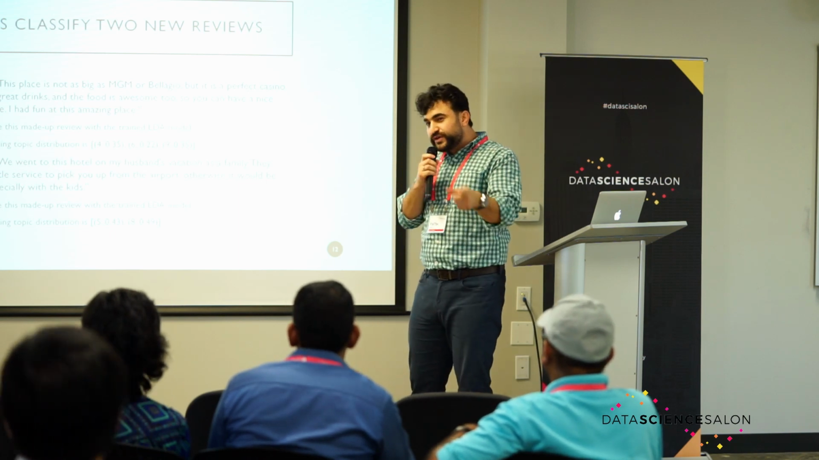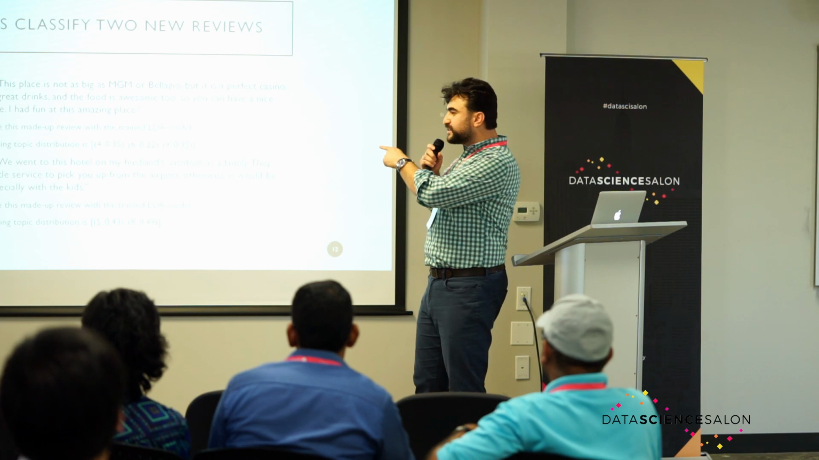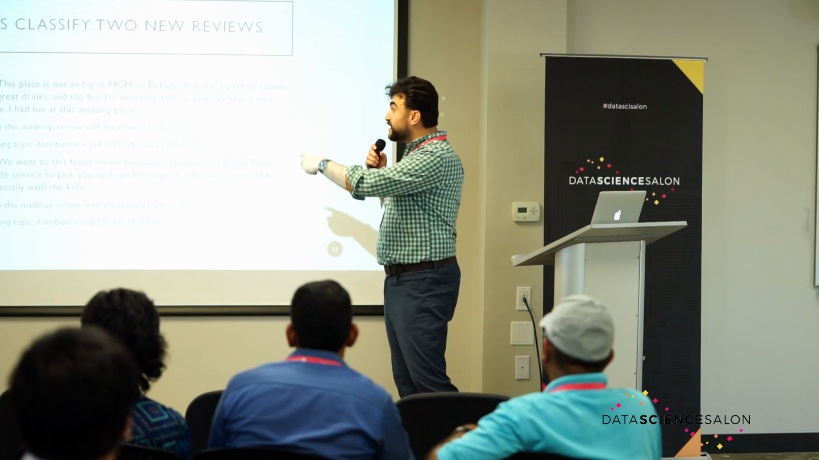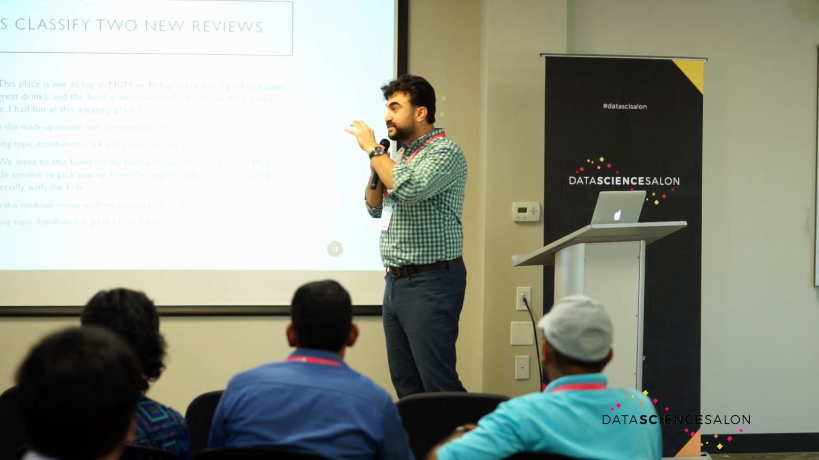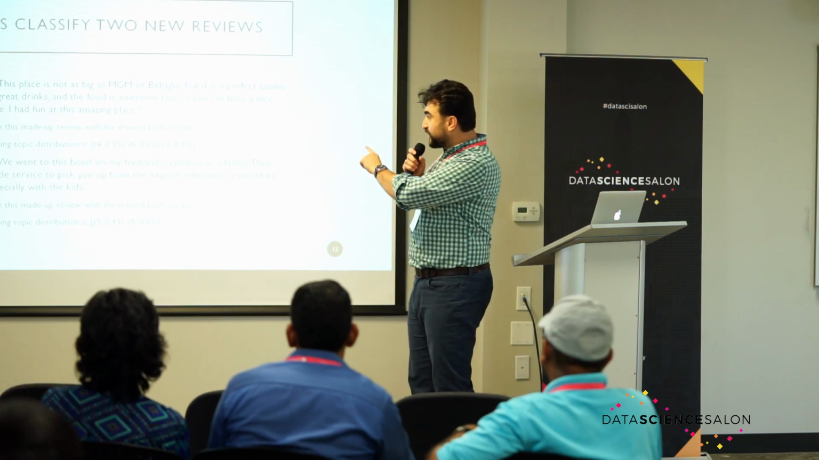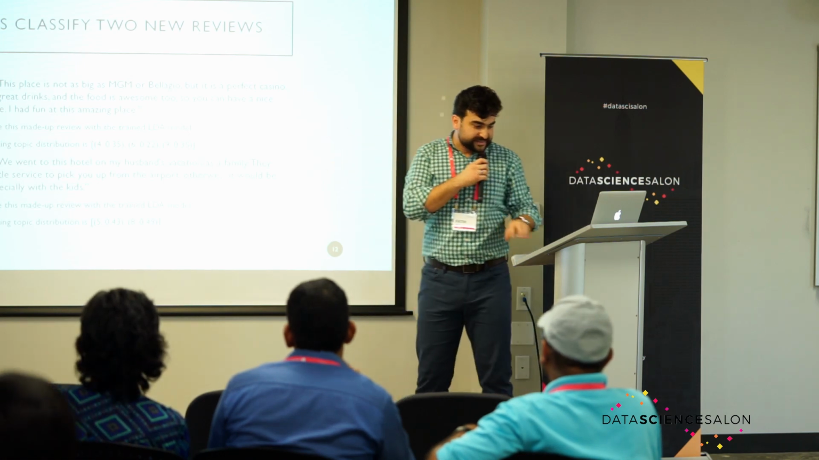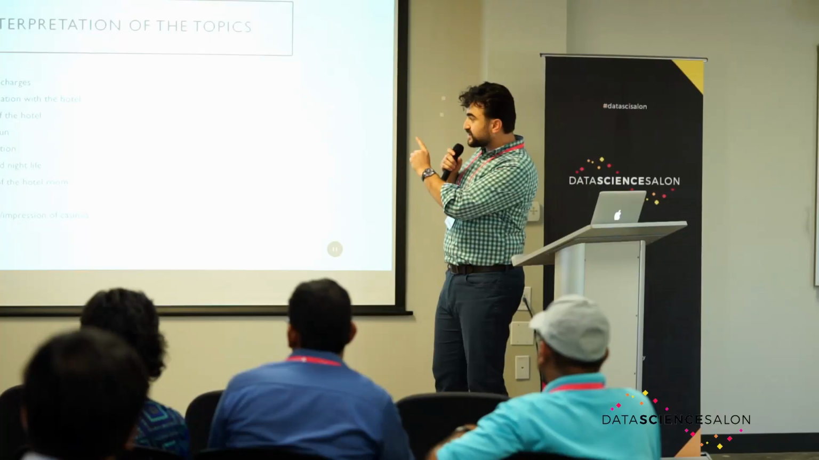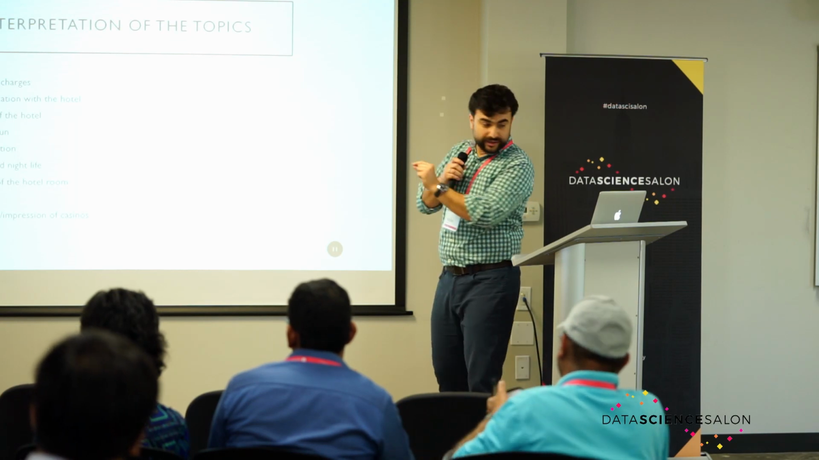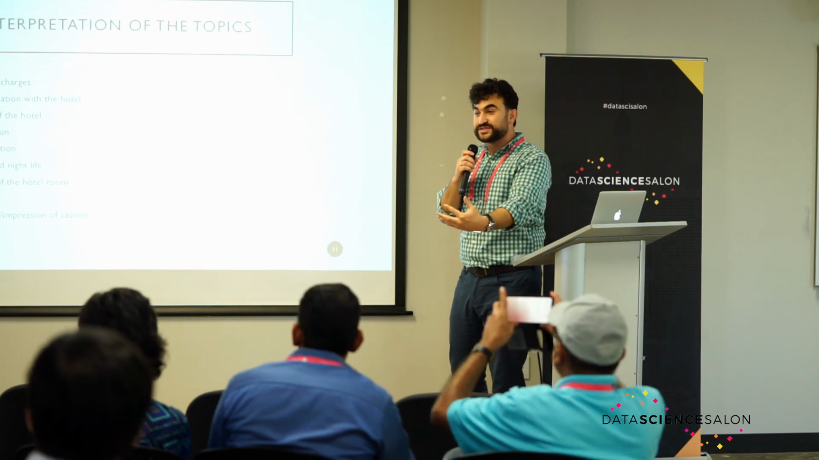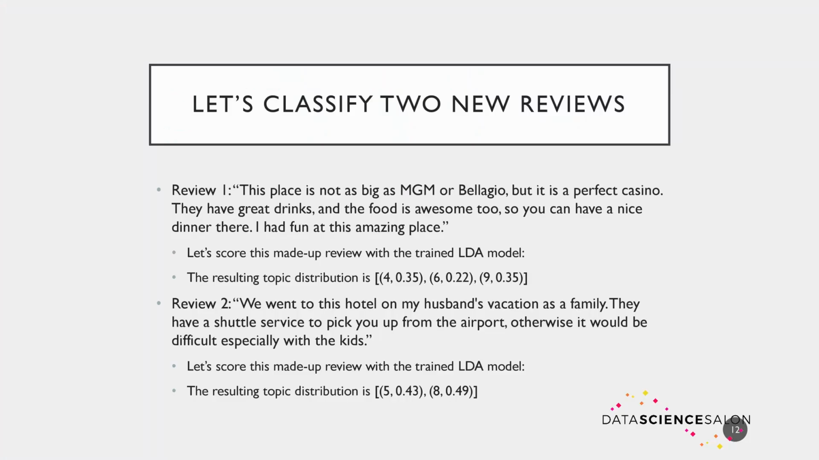And when we score this, when we feed this into the model, we see that the resulting topic distribution that the algorithm thinks have generated this piece of text are topic 4, 6, and 9. Let's see what these 4, 6, and 9 are. Food and fun, casinos and nightlife. What was the other one? 9, which is feeling an impression of casinos. I mean, now, if this is not magic, what is magic?